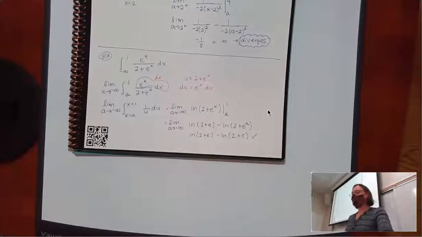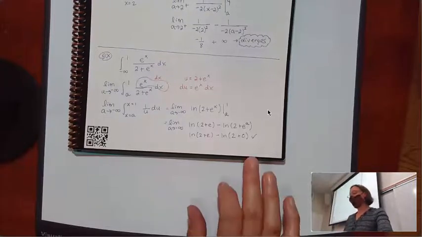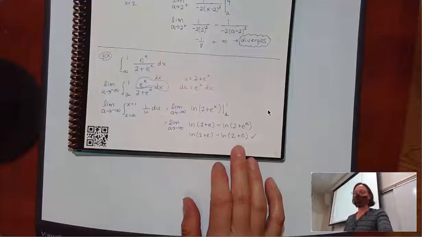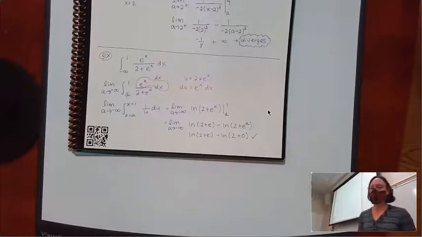I'm not sure I have time to finish another example, so I think I'm going to leave it there. I do have Zoom office hours from 2 to 3 today. If anybody wants to, yeah, there's a question in the chat. Yes, we could call this convergent because we did not get infinity. We got a number. We say that it converges.